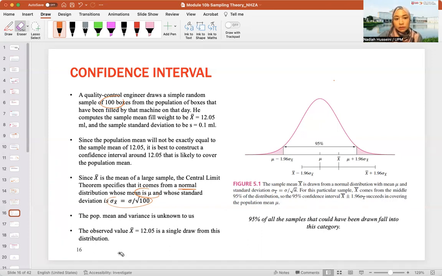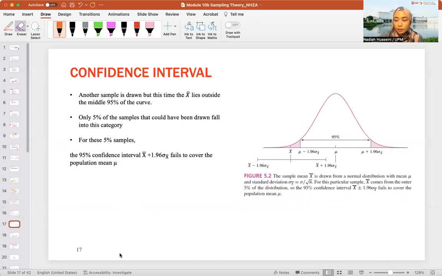Okay, let me give you another example, because the first time is always not the best. So second scenario, another sample is drawn. So this is our sample number 2. But this time the sample mean that we get is outside the 95% of the curve. So it's here. Only 5% of the samples that could have been drawn fall into this category.